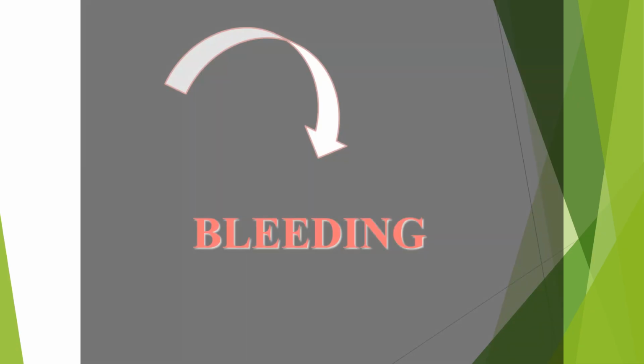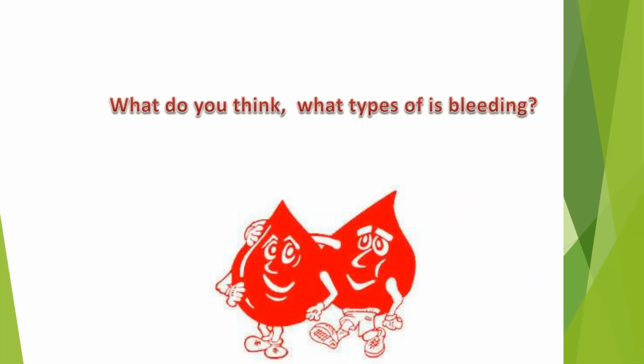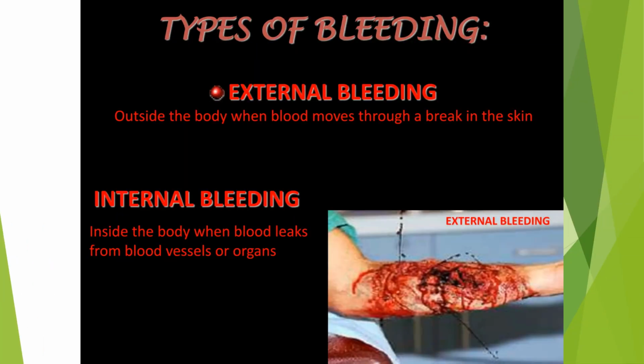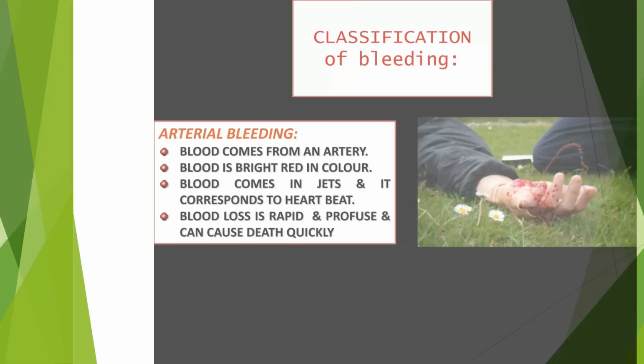Now we will focus on bleeding. What are the different types of bleeding? Bleeding results from the rupture of blood vessels. There are two main types of bleeding: external bleeding, which is outside the body through a break in the skin, and internal bleeding, which occurs inside the body when blood leaks from vessels or organs.